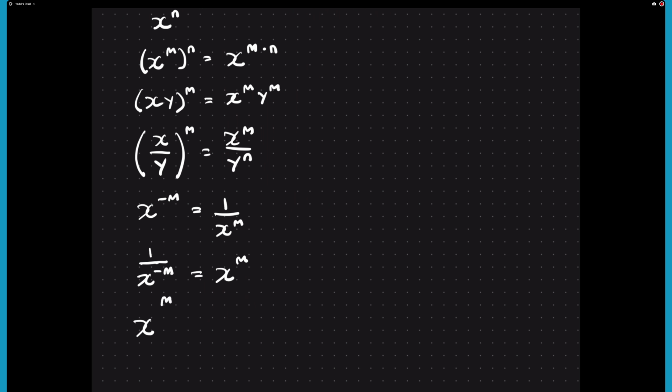The last one in our review is, what if I've got x raised to the power of m over n? The exponent is a rational number. Well, it's the root of x, now we just have to figure out where to put the n and where to put the m. The n goes right here and the m goes right there. So it becomes the nth root of x to the m.